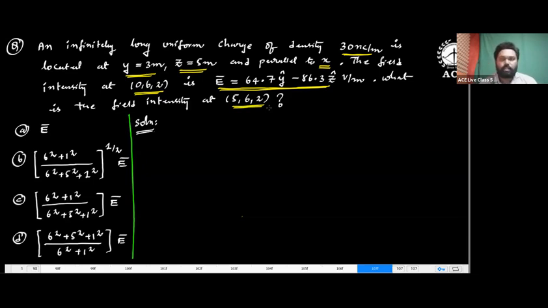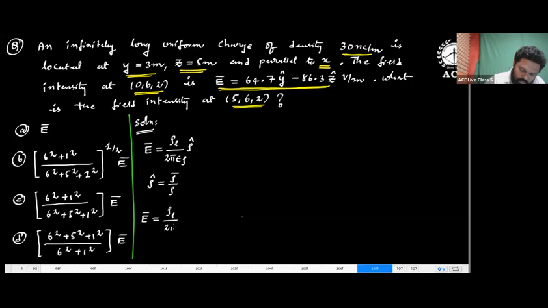Okay, fine. See here, how do you find out the electric field intensity? Due to infinite line charge, E is equal to rho L by 2 pi epsilon rho into rho cap. Rho cap is equal to vector by its magnitude. E is equal to rho L by 2 pi epsilon, rho vector by its magnitude square.